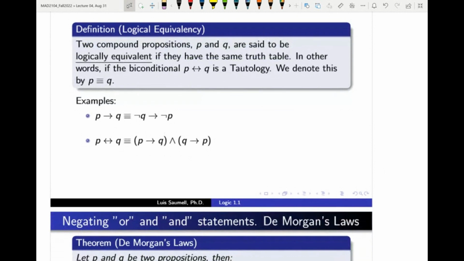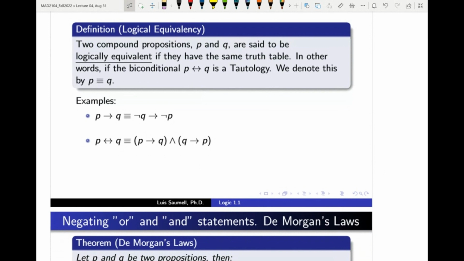All right, and then we have two examples that we saw last time. Last time we saw that the conditional P implies Q is logically equivalent to another one, which is this one. Who can tell me the name of this? Not the converse, not the inverse, not the negation. You have to read the things that we have done. This is called the contrapositive. Remember, the contrapositive is when you flip both and you negate them.